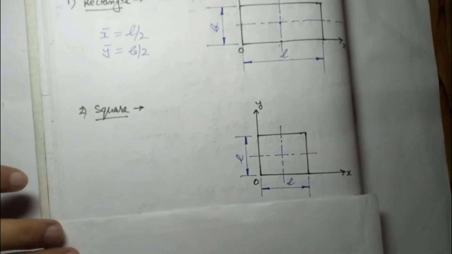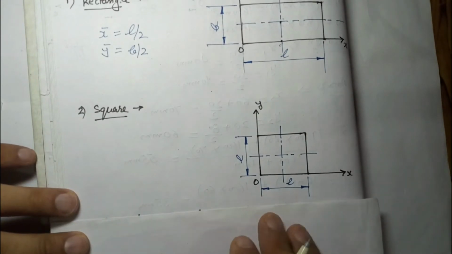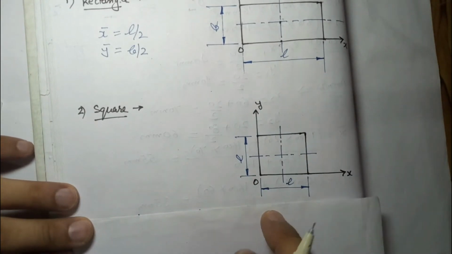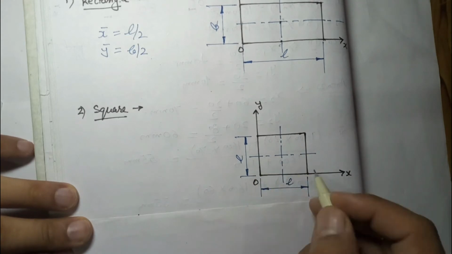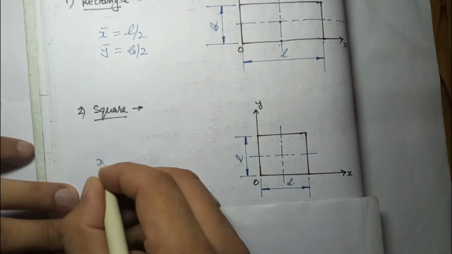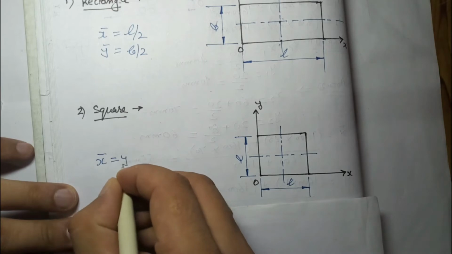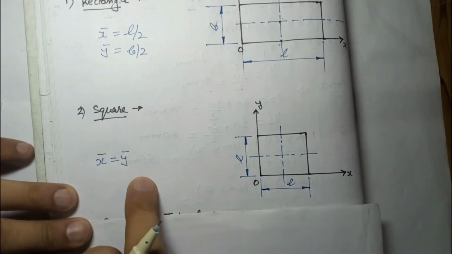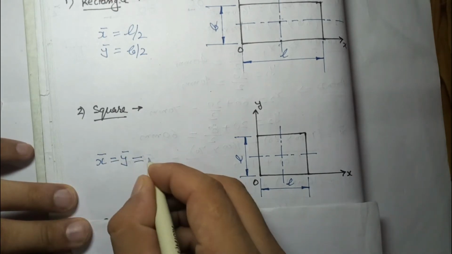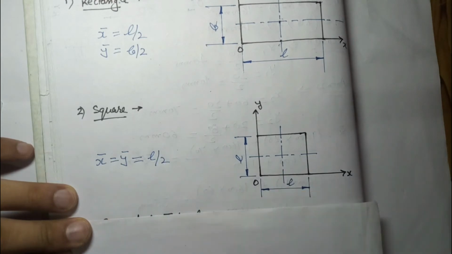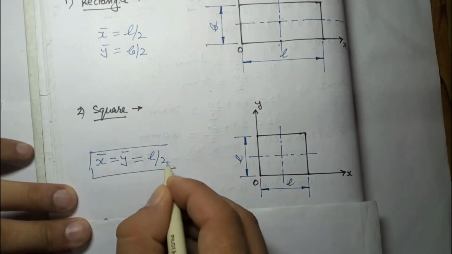Now let's see when a square is given. It is the same as a rectangle, but here all four sides are equal. So in that case we have no need to find the separate x bar and y bar. We can say x bar will be equal to y bar, equal to L by 2, or whatever the side is given. So this is the formula you have to remember.